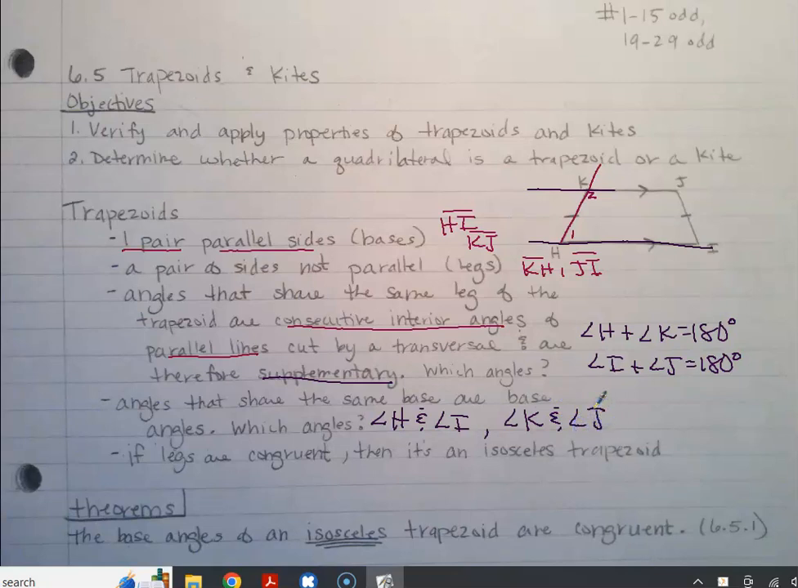Then the last one. If the legs are congruent, then it is an isosceles trapezoid. So is this one an isosceles trapezoid? Yes, the legs are congruent, so this is an isosceles trapezoid. Definitely an isosceles trapezoid. So there's a lot of stuff that we can know about trapezoids.